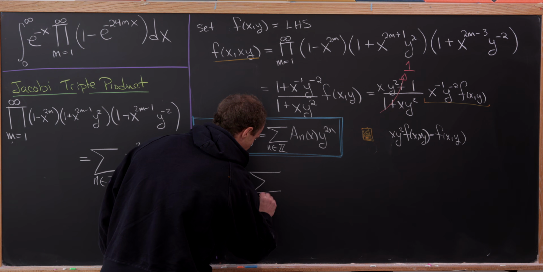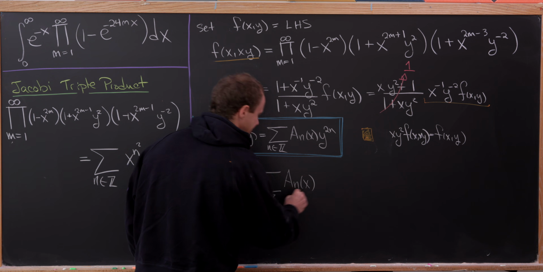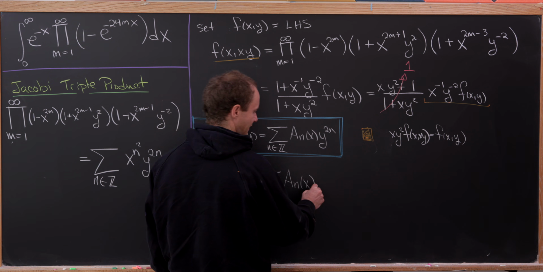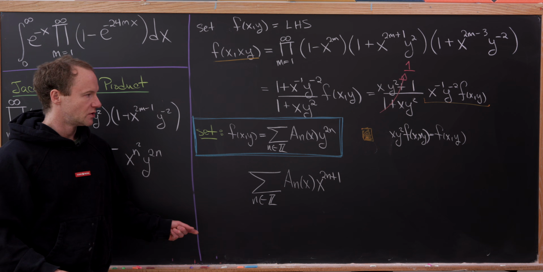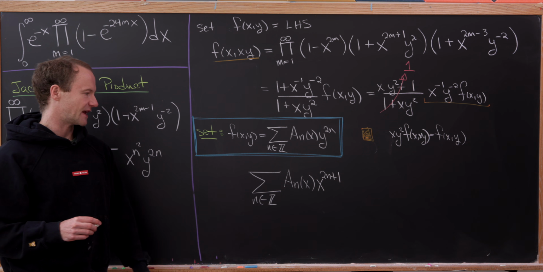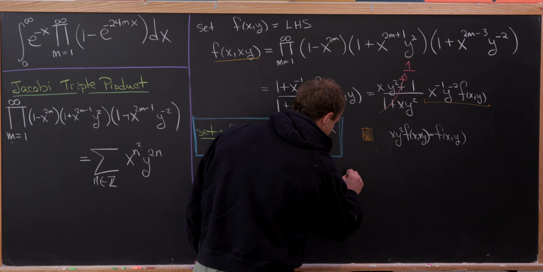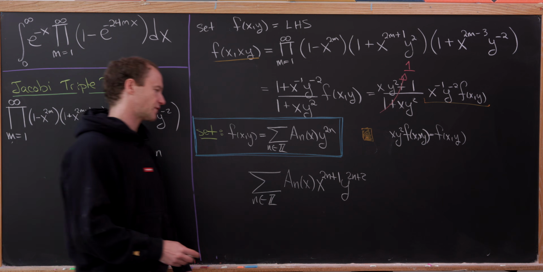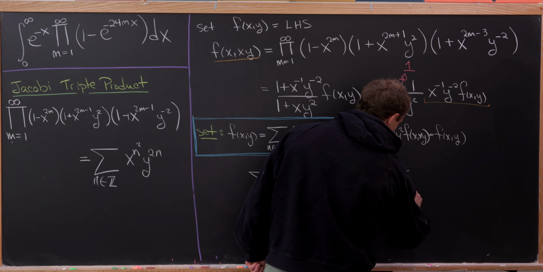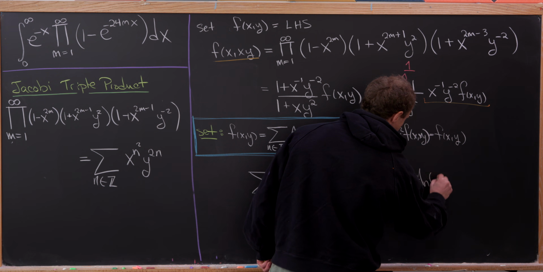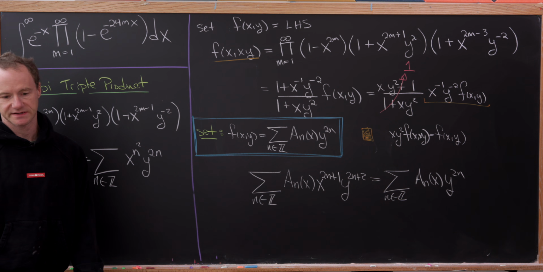So I'll have my sum over all integers of, let's see, we'll have a_n of x. And then next we'll have, let's see, an x to the 2n plus 1, because here we're replacing all of the y's with x times y. So that's going to pick up an x to the 2n. My extra x here will boost that up. And then I'll have y to the 2n plus 2 because I've got a y squared to boost that up. But now that's going to be equal to the sum over all integers of a_n of x and then y to the 2n. Okay, great.